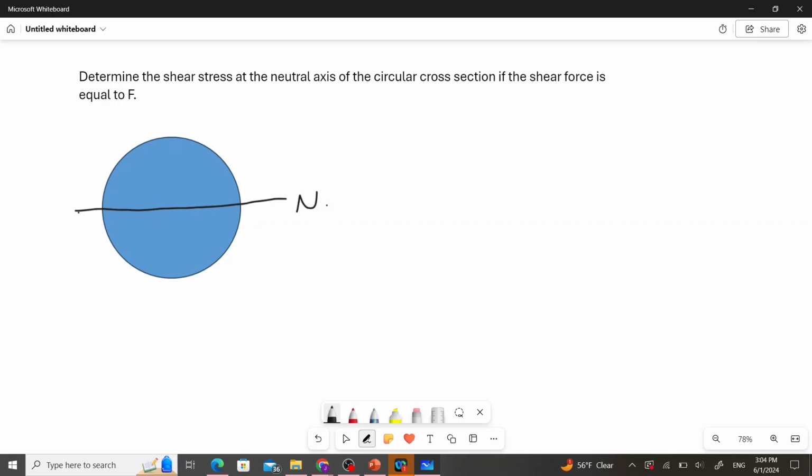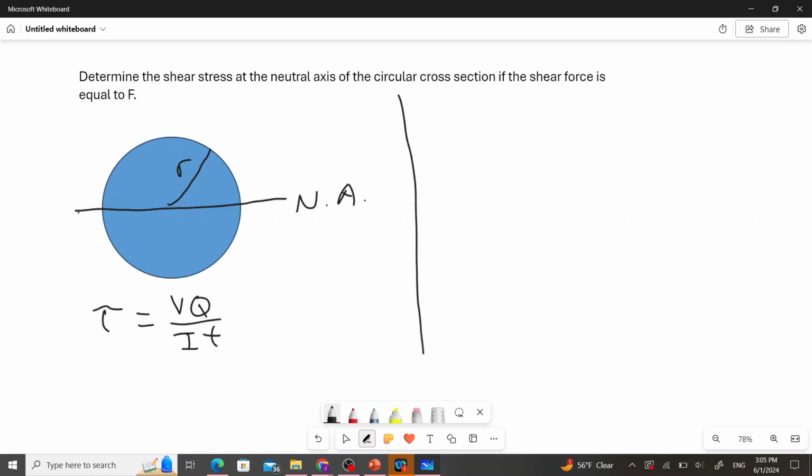So we'll note that this cross section, this plane that we're looking at, is along the neutral axis, and this circle we'll say has a radius of lowercase r. If we want to calculate what the shear stress is along the neutral axis, we're going to use the typical shear formula, which is VQ over IT. Then we just need to determine what each of those things in the formula is.